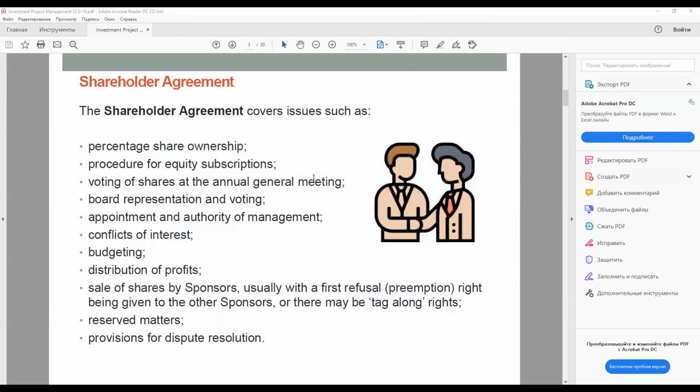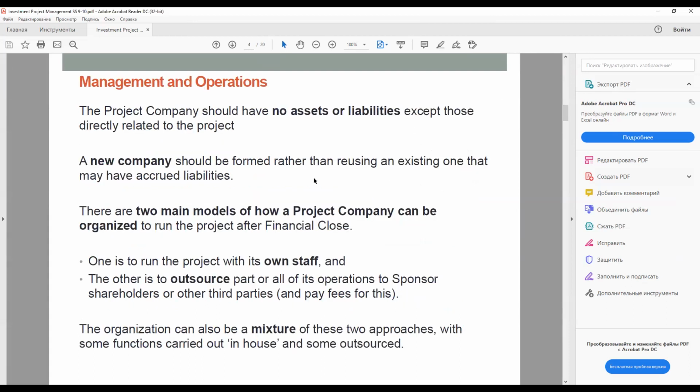And we have management and operation issues. So let's start in this respect. The project company should have no assets or liabilities except those directly related to the project, which is why a new company should be formed rather than reusing an existing one that may have accrued liabilities. The project company also agrees with lenders not to take on any extraneous assets or liabilities in future.